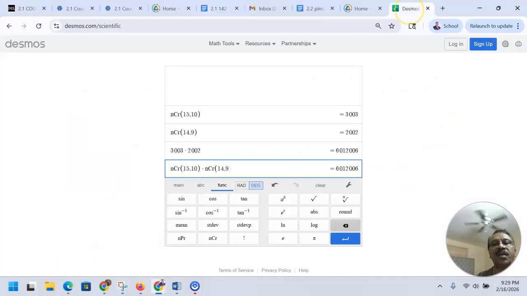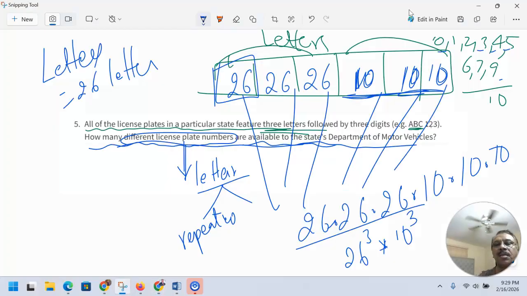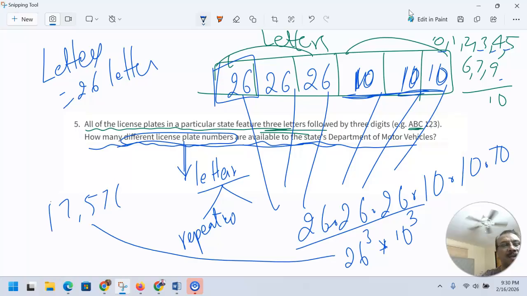So when you use the calculator, I want to put 26 raised to 3. So put 26, go up and put 3, then times 10, go up, put a 3, and you get the answer. So you're getting 17,576,000, right? So when you go back here, this answer is going to be 17,576,000. I hope this helps.